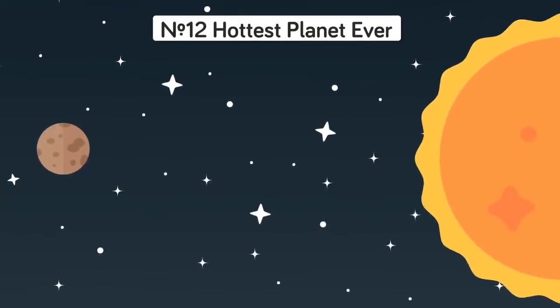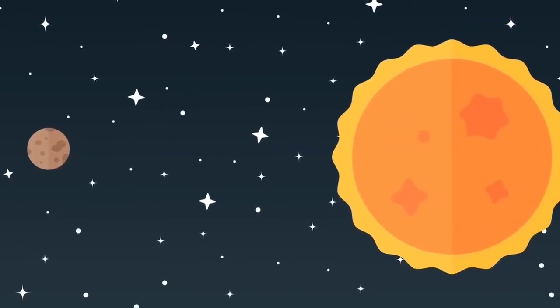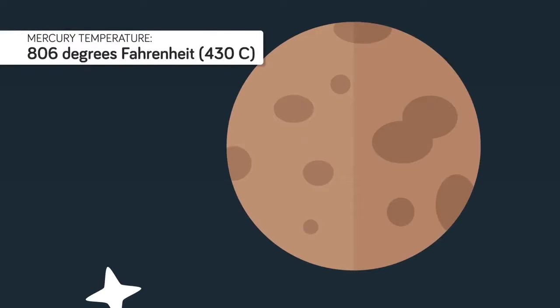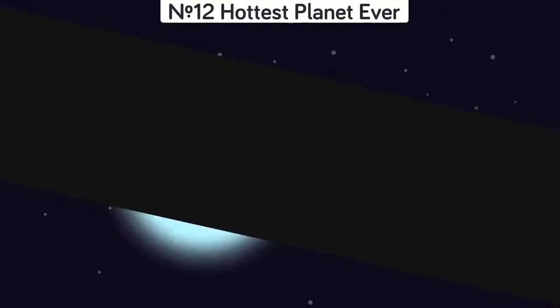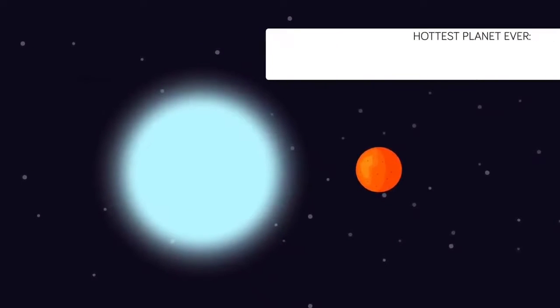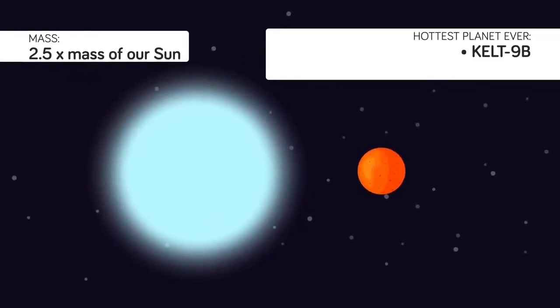12. Hottest planet ever. Mercury is the hottest planet in the solar system. At a distance of 36 million miles from the Sun, temperatures on the day side reach a scorching 806 degrees Fahrenheit. This makes Mercury a real hothouse. But it doesn't even come close to comparing with Kelt 9b, a planet discovered in orbit around a star 2.5 times more massive than our Sun.